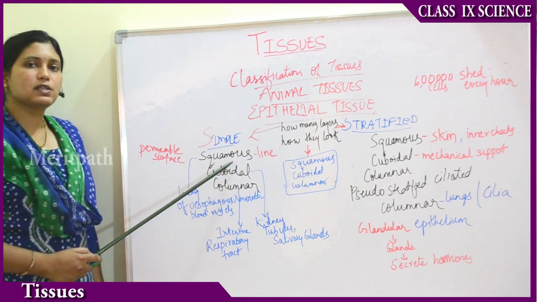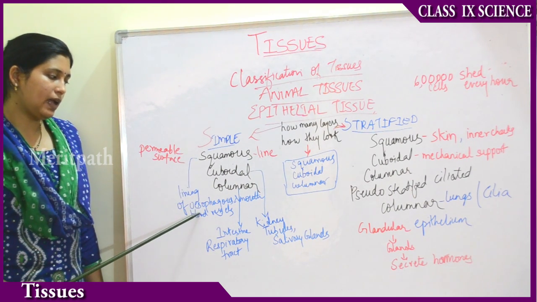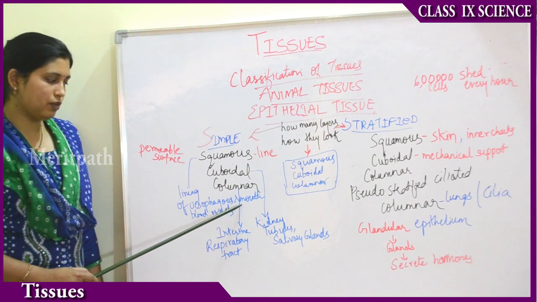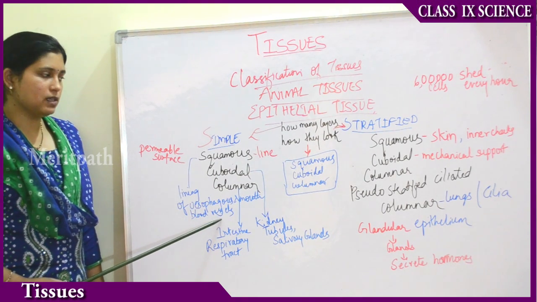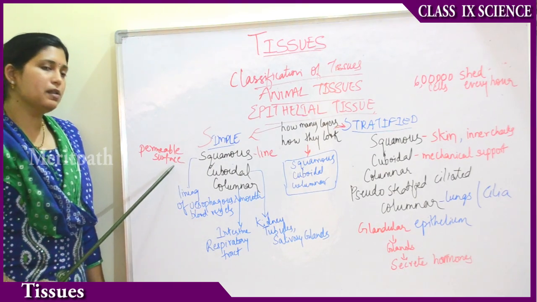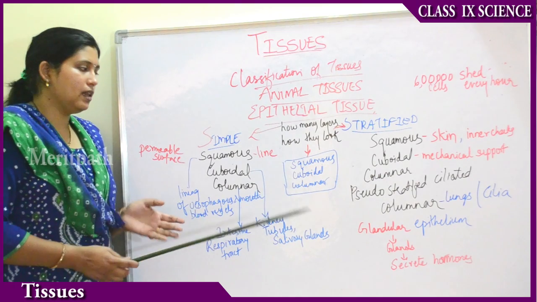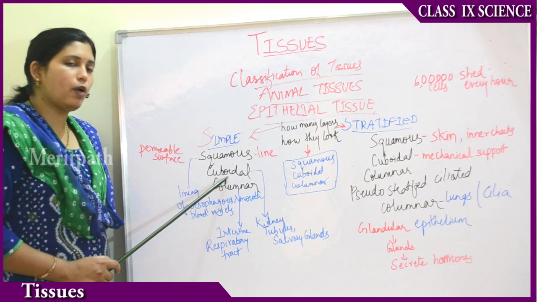Simple squamous means it will be present only in a single line, and it is present in the lining of the esophagus, lining of the mouth, and lining of the blood vessels. So, this squamous epithelium has a very permeable surface, that means a very thin lining, so that the substances pass easily.